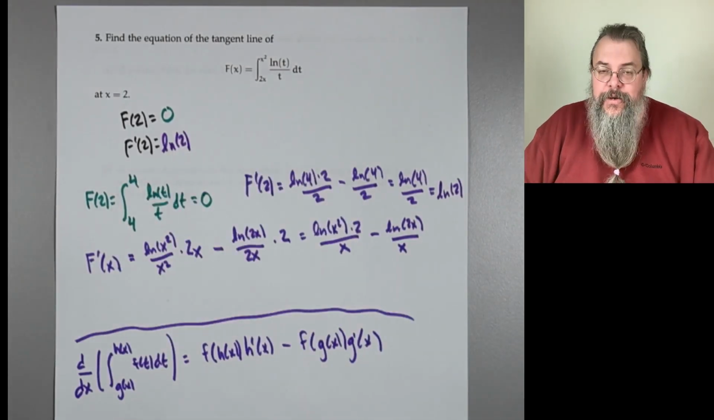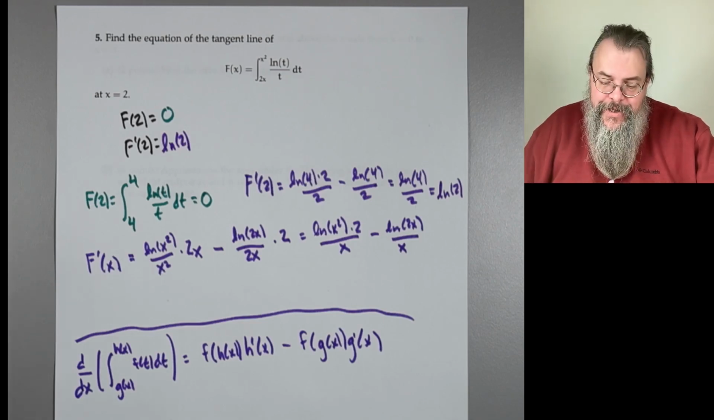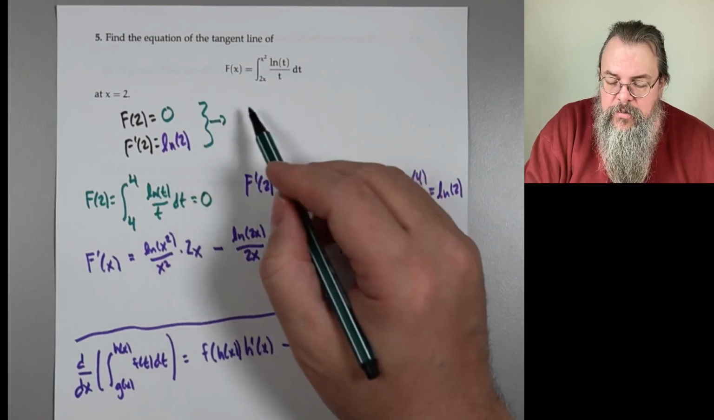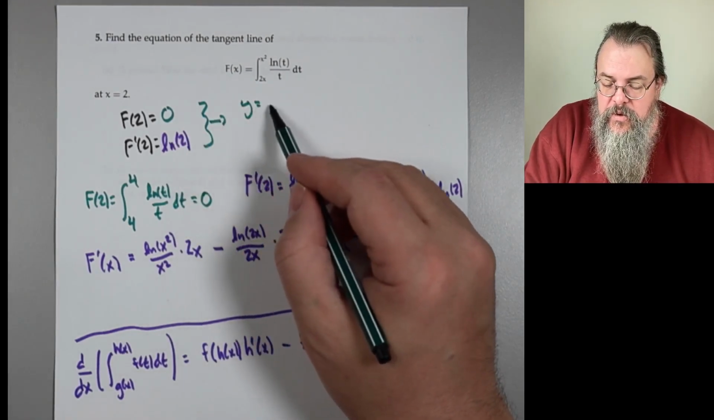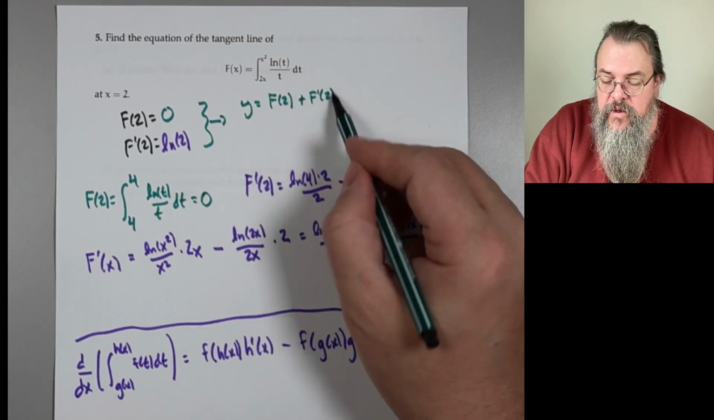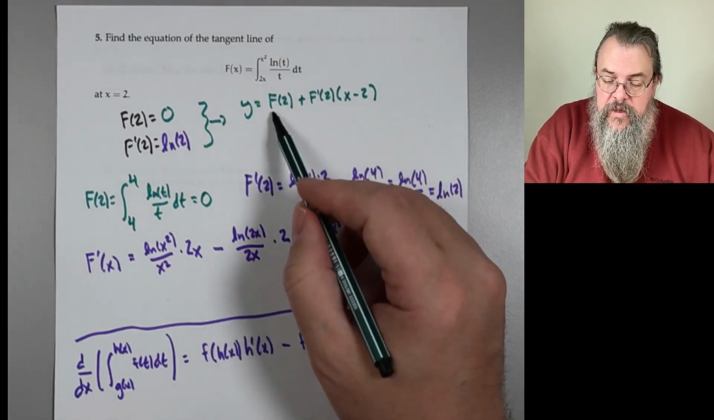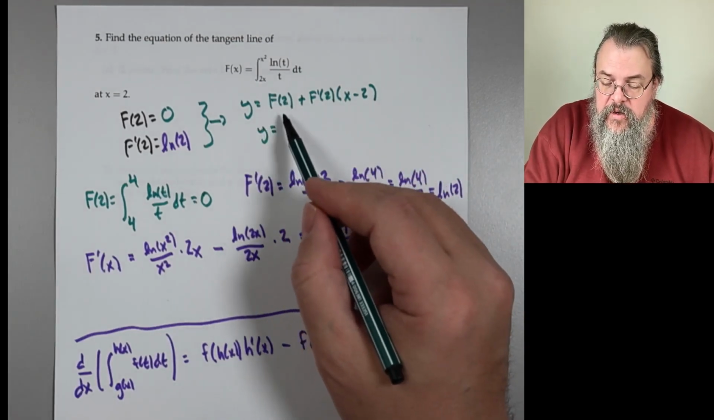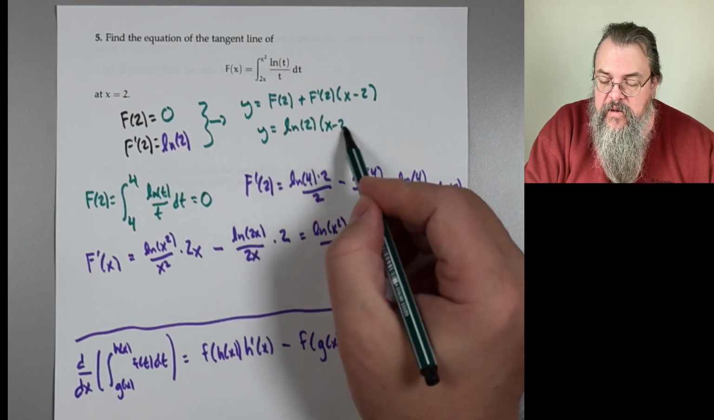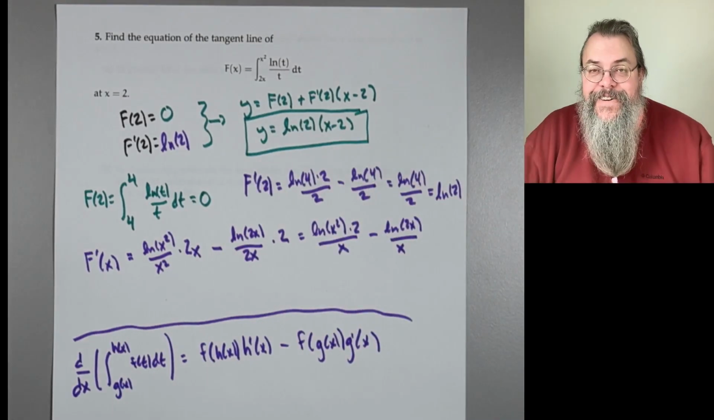All right, now we have our function, we have our derivative, and so we can put it all together and say, what's our tangent line? Well, our tangent line would be y is equal to the value of the function at 2 plus the value of the derivative at 2 times x minus 2. Well, we know that that's 0, so we get y is equal to 0 plus f prime of 2, which is log 2, times x minus 2. And there we go. That's our answer.